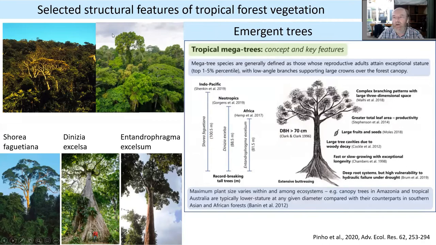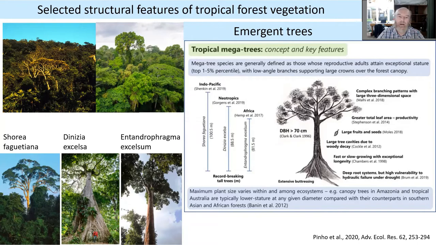Obviously, there is a lot of sunlight, there is a lot of stress also from wind. There is typically a much higher load of epiphytes and sometimes lianas. There is a higher danger of being struck by lightning, which actually is a much higher risk than you would expect. There is a lot of lightning in the tropics, and so this is a distinct strategy.